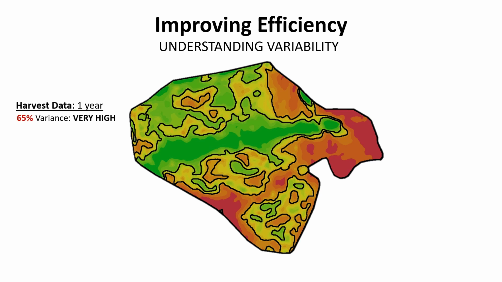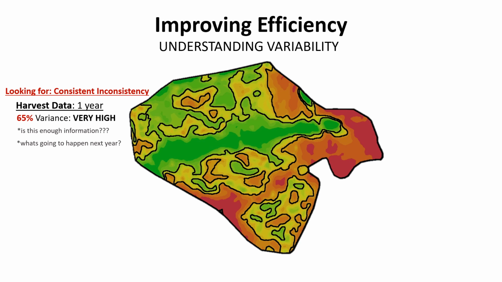So the first step in understanding our variability is looking at this data layer here. It's 1 year of harvest data. It has really high variability at 65%. And so that's where we ask ourselves, is this enough information? Is it going to tell us with confidence what's going to happen next year? And I just don't think it's enough information.